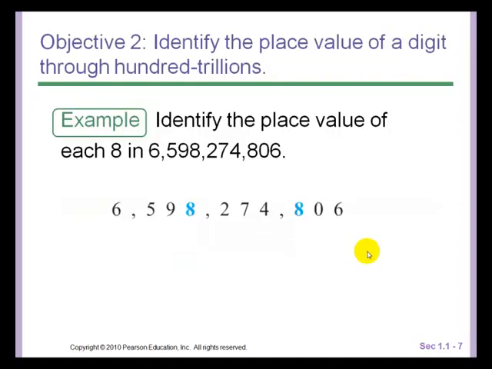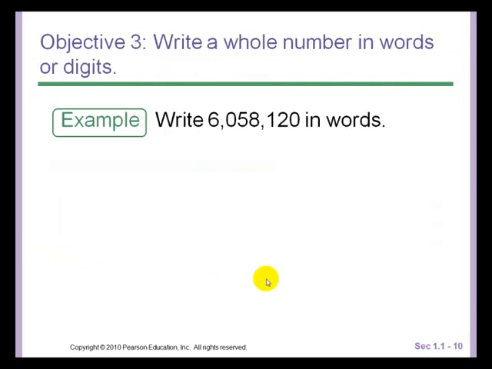So we're going to start with identifying the place value of a digit through 100 trillions. Example 1. Identify the place value of each 8 in the number 6,598,274,806. So here are the two 8s. The first 8 is in the hundreds place, right? Ones, tens, hundreds. Then we have 1,000s, 10,000s, 100,000s, and then 1 millions. A lot of times they just say millions instead of 1 millions. That's fine.